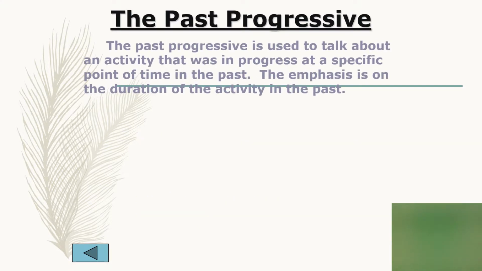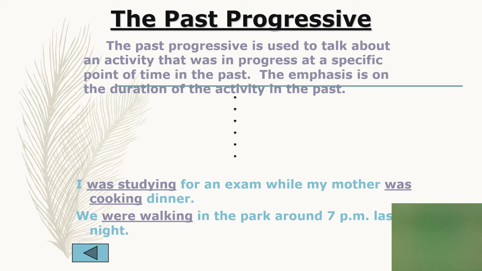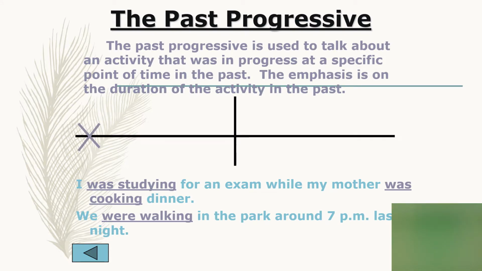Let's have a look at the past progressive now. Past progressive is used to talk about an activity that was in progress at a specific time in the past, of course. I was studying for an exam while my mother was cooking. Here we have two simultaneous actions, two actions that went on at the same time, or that were continuous at the same time. I was studying, and at the same time my mother was cooking the dinner.